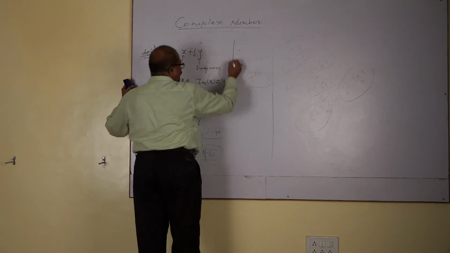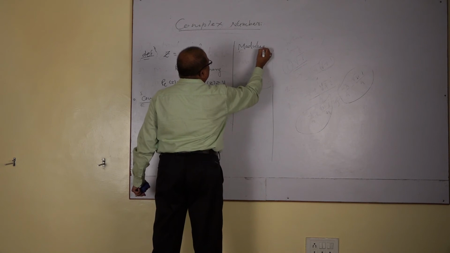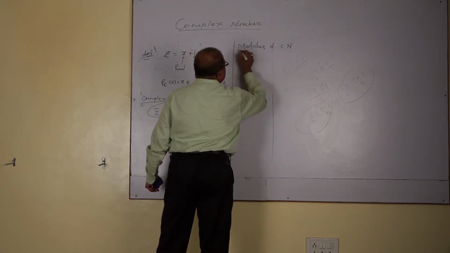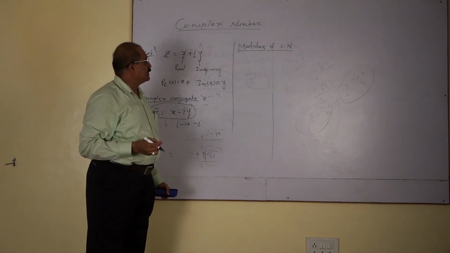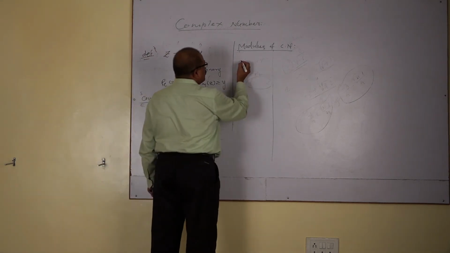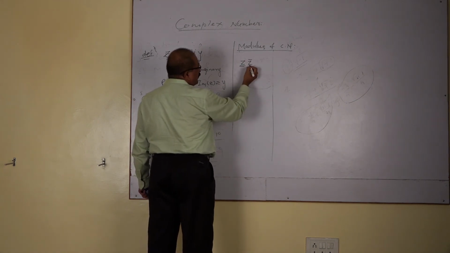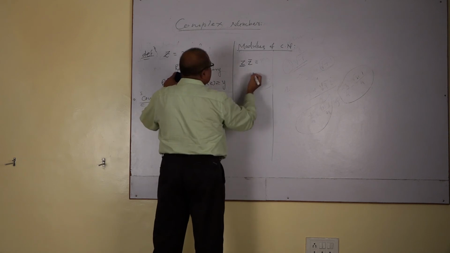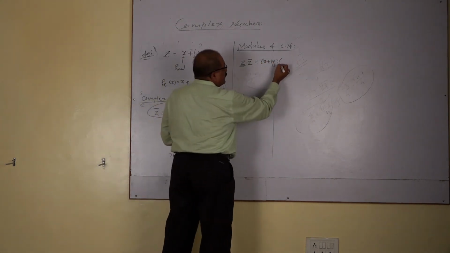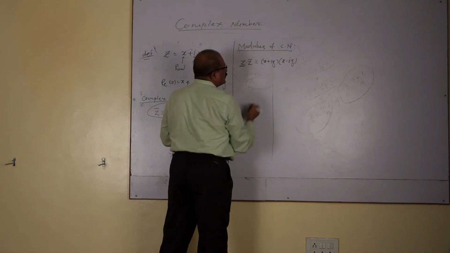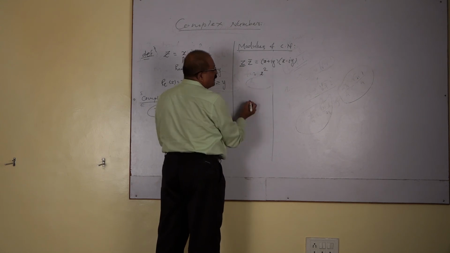So let's come to the next point we have to define: the modulus of a complex number. What is the modulus of the complex number? The modulus of the complex number means the product of the complex number and its conjugate. This is the complex number, x plus iy, and this is the complex conjugate, x minus iy. So we multiply these to find the value, that is x square.